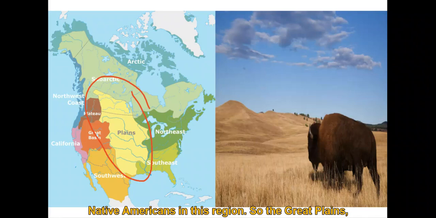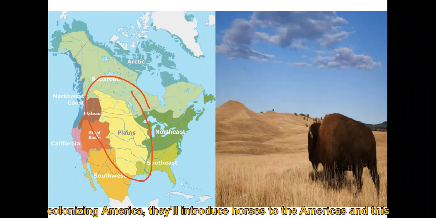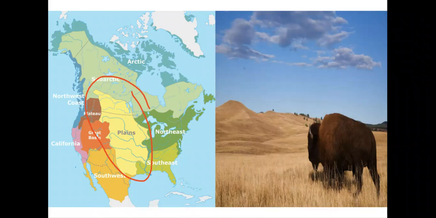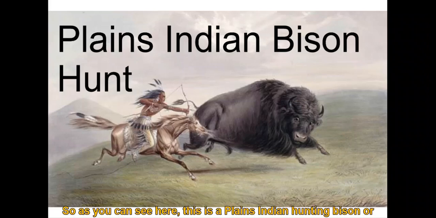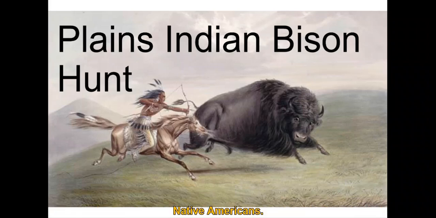So the Great Plains, Native Americans would hunt the buffalo, and once the Spanish start colonizing America, they'll introduce horses to the Americas, and this will allow tribes to be more mobile and to get to the buffalo quicker. So as you can see here, this is a Plains Indian hunting bison or buffalo, and the introduction of the horse to the Americas completely changed the way of life and made hunting buffalo much easier for Native Americans.